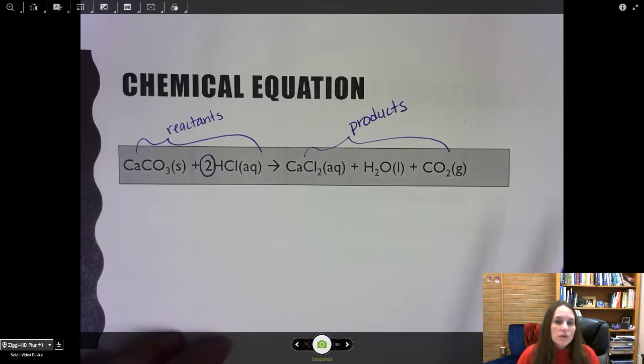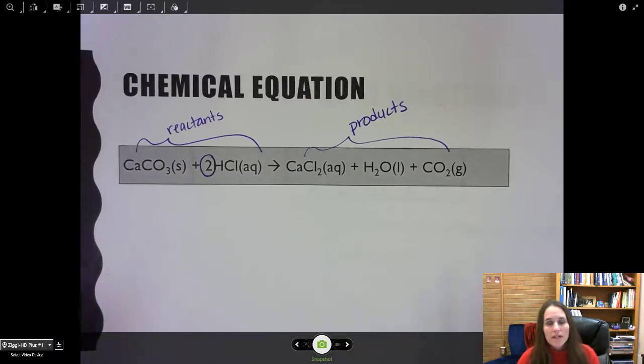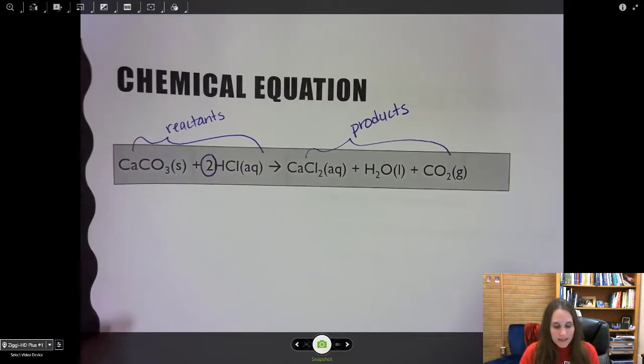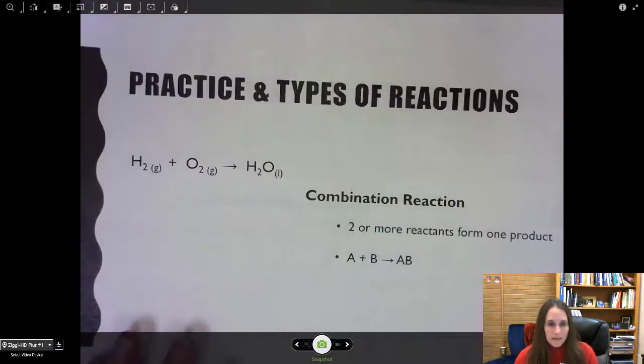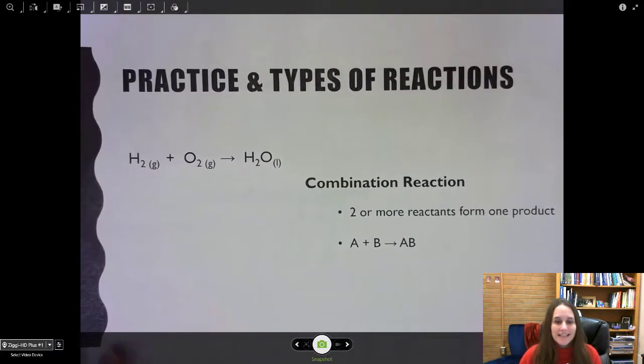So we're going to do some practice, and we're going to mix both. We're going to be practicing, and we're also going to be throwing in a couple additional objectives for identifying some really common reaction types. So we're going to mix those two. We're going to practice and identify some reaction types.